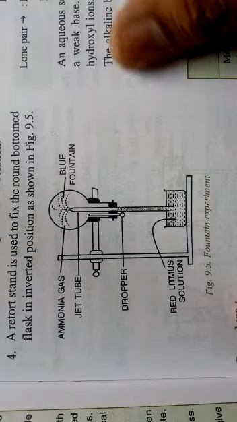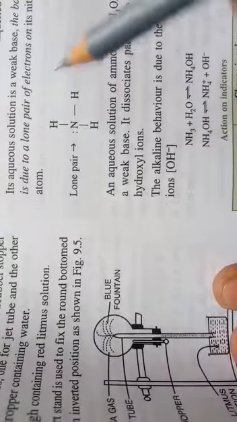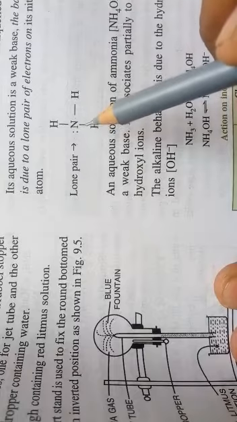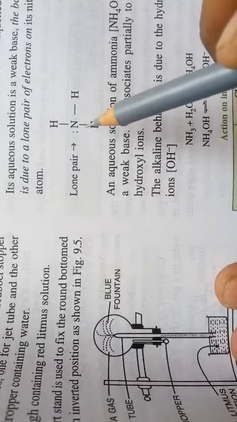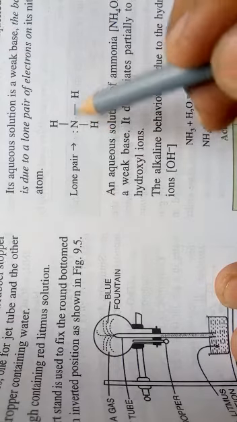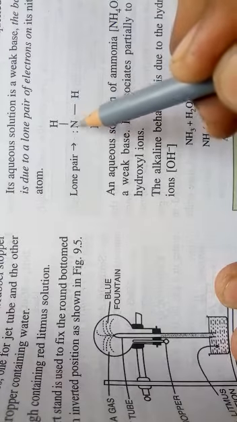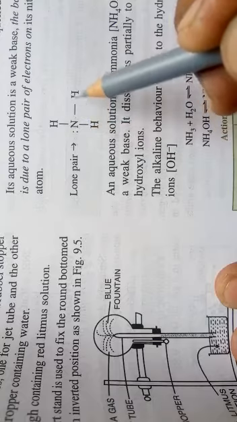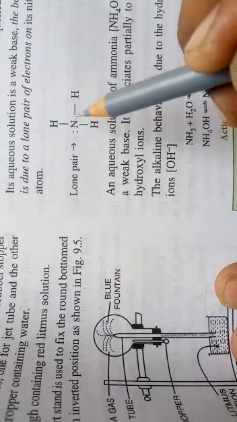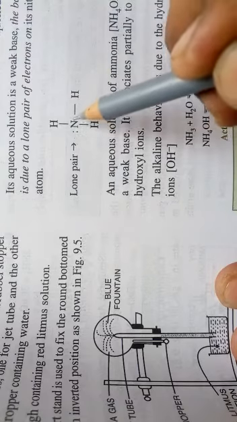Okay, so now you will see the structure of ammonia. In the structure of ammonia, you can see one lone pair, meaning two electrons. These electrons are not combined with the hydrogen. This is called a lone pair. So if any central element contains a lone pair, that compound is basic in nature. So ammonia is basic in nature due to the presence of a lone pair on the central atom.